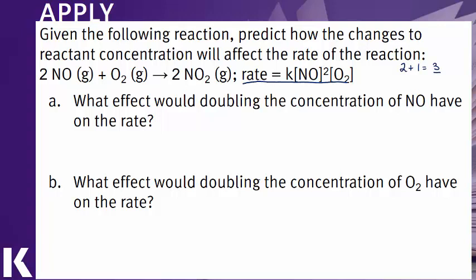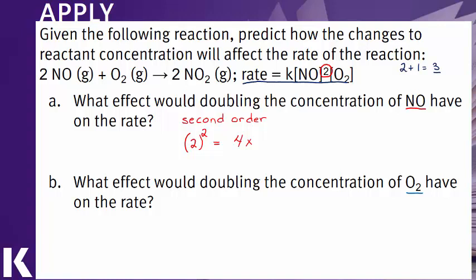So let's look at how changing the concentrations of each of these reactants will change the rate of the reaction. Now, if we were to look at NO, in our rate law equation, it has an exponent of 2, indicating that this is a second order reaction, at least in regards to NO concentration. So if we were to double the concentration of NO, that would lead to a 4-fold increase in the rate of the reaction. Now let's turn our attention to oxygen.